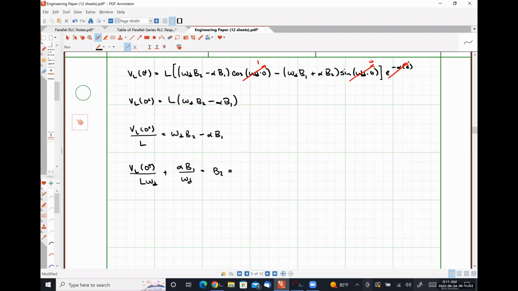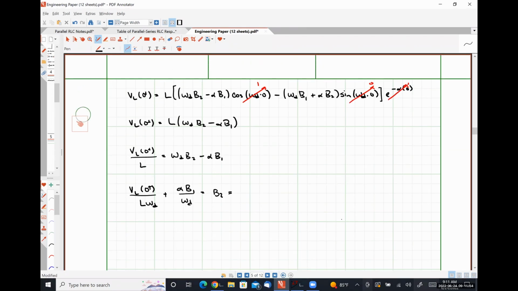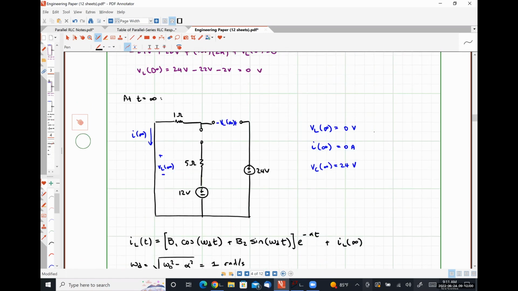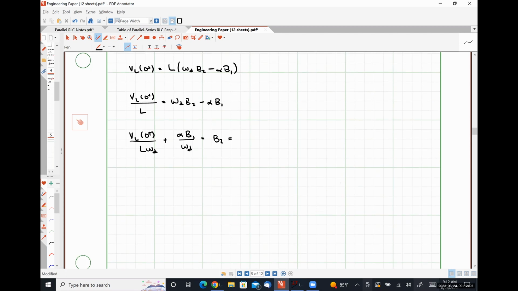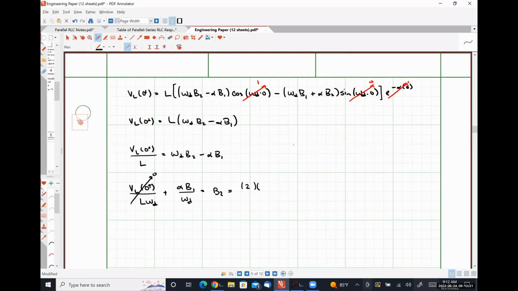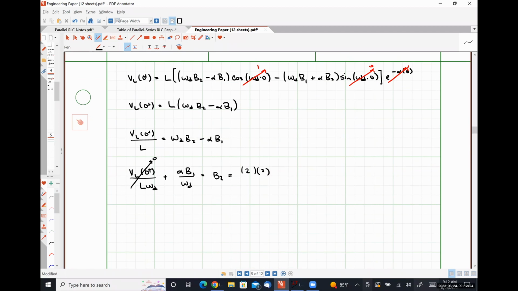And if I plug in my numbers here, so let's see, VL at 0 plus was 0 volts. So that makes this whole first term go to 0. Alpha was 2. B1 was 2, I believe. Let's check there. Yep. And omega d was 1. So that makes B2 4 amps.